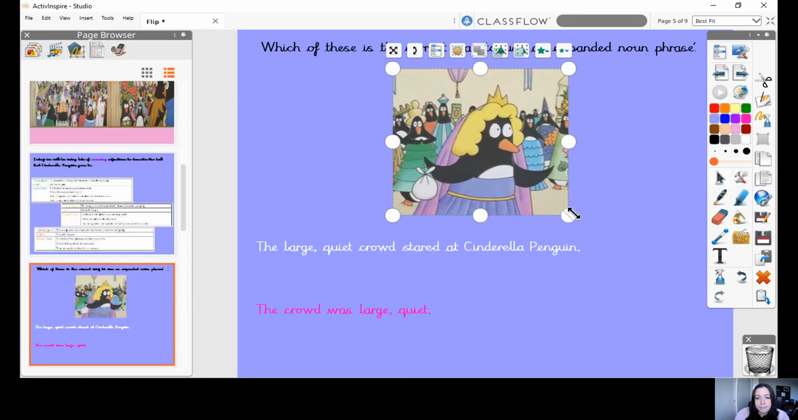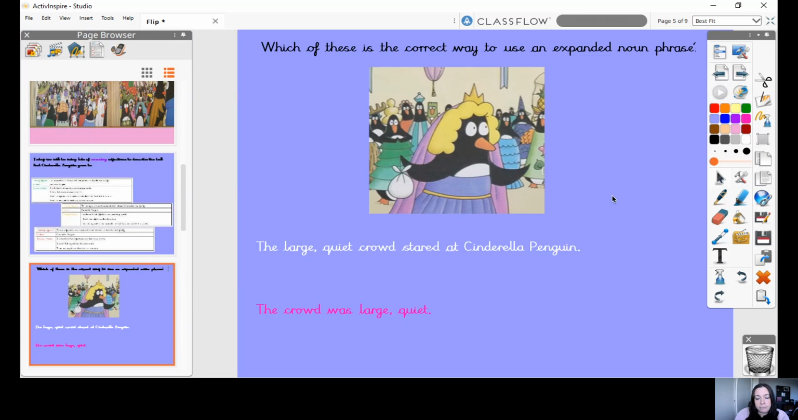So here we go, we've got a picture and I've written two sentences here. The large quiet crowd stared at Cinderella Penguin. The crowd was large, quiet. So which one of those sounds right? Well, I think this one sounds right. What are we describing here? We're describing the crowd. That's what we're describing. And we've described it as large and quiet. So those adjectives are coming before the noun.